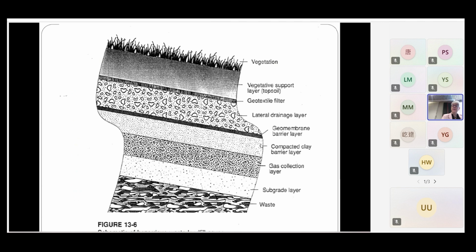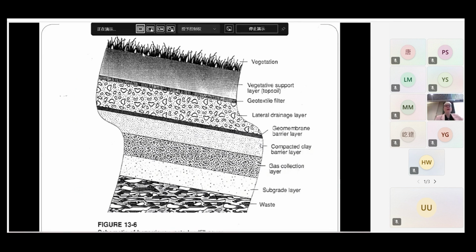So these are an indication: you have your waste, you put some soil, you put some gas collection layers, you put some other types of barriers on, and then you could put some soil on top, like in France. So that's a type of system that you can use.